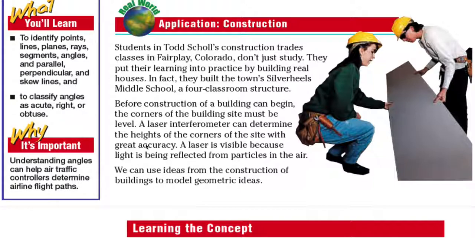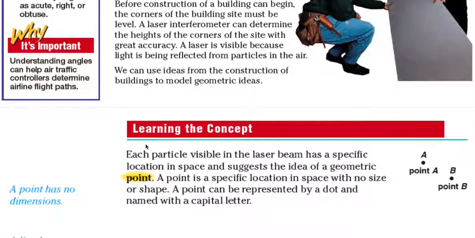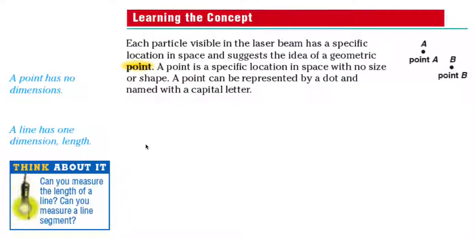A laser is visible because the light is being reflected from particles in the air. So we can use ideas from construction of buildings to model geometric ideas. Let's take a look at what we will learn in this particular lesson. Each particle visible in the laser beam has a specific location in space and suggests the idea of a geometric point. The definition of a point is a specific location in space with no size or shape. A point can be represented by a dot and named with a capital letter.